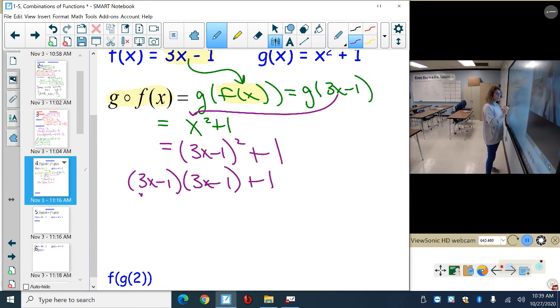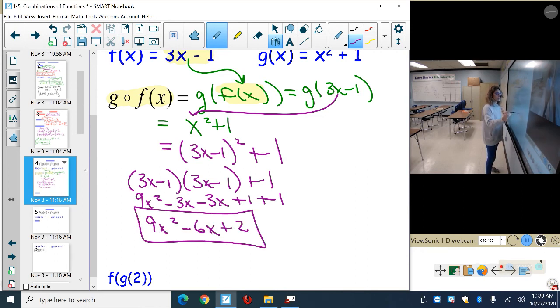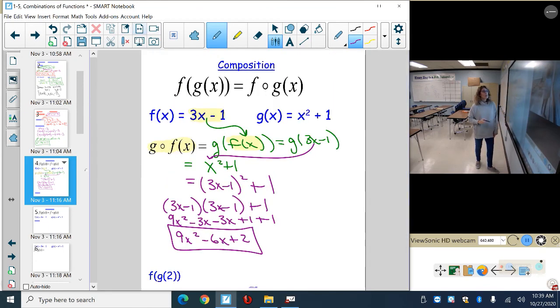3x times 3x is 9x squared. Minus a 3x, minus a 3x, plus a 1, plus a 1. So 9x squared minus 6x plus 2. That is what g of f at x is. Right there. Now I want to know what f at g of 2 is.